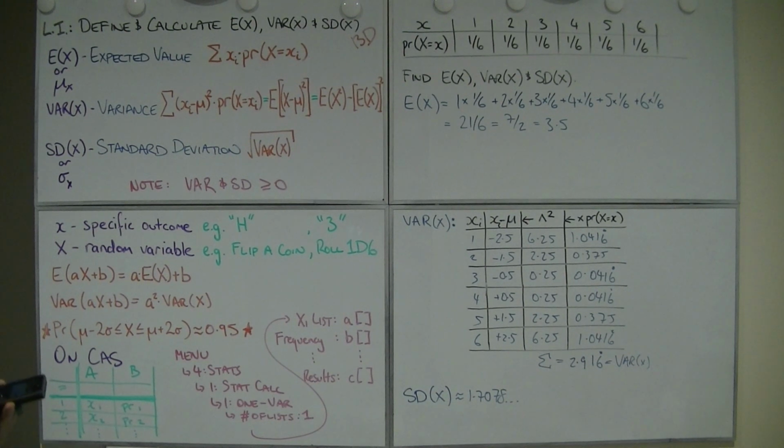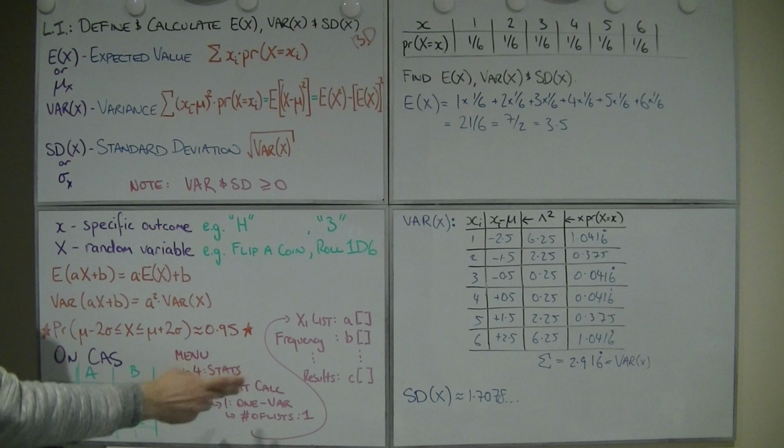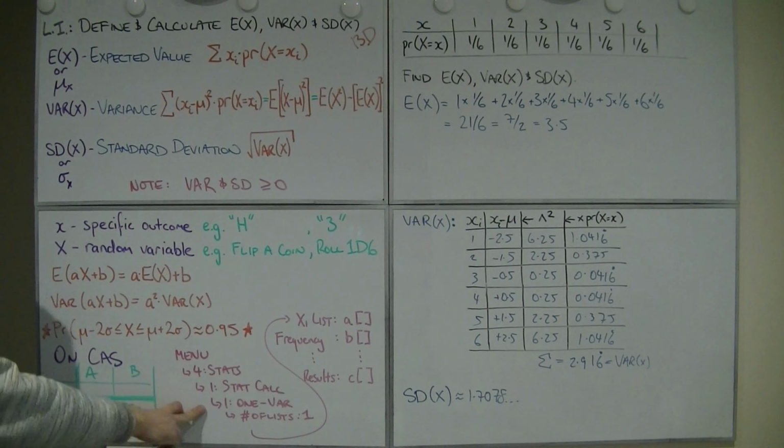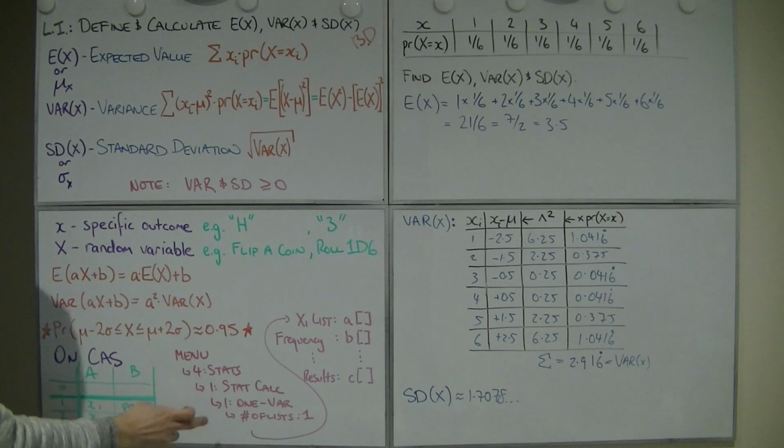From there, we're going to go menu. From there, we're going to go statistics, which is the fourth on the options. From there, we go stat calculate, or statistics calculation, I forget the full words. Then first option will be one variable analysis, I think it's got in there.